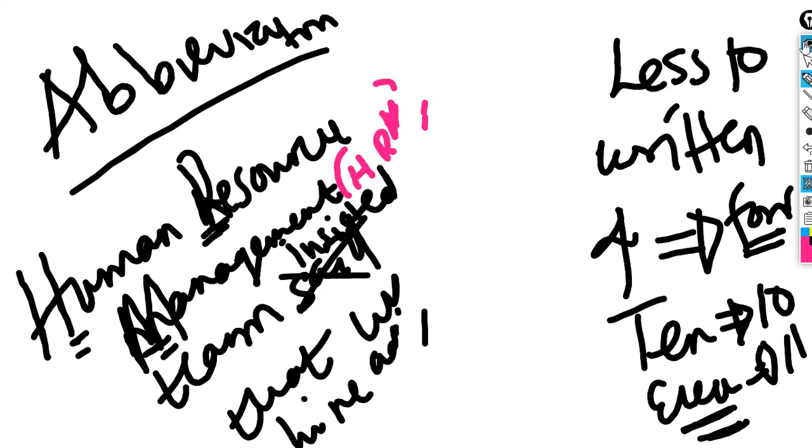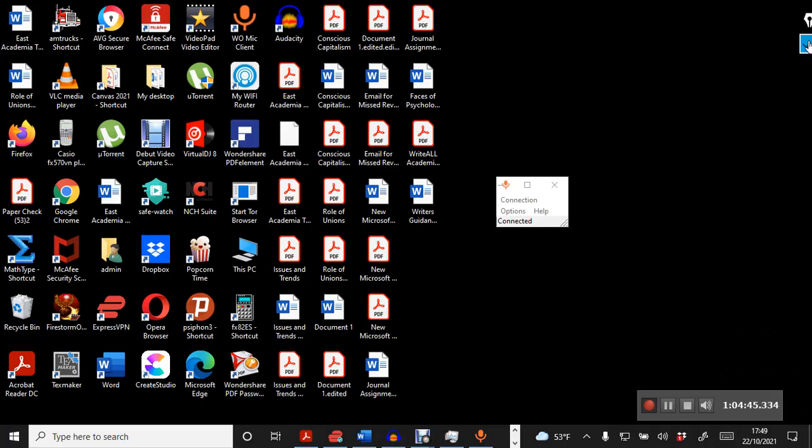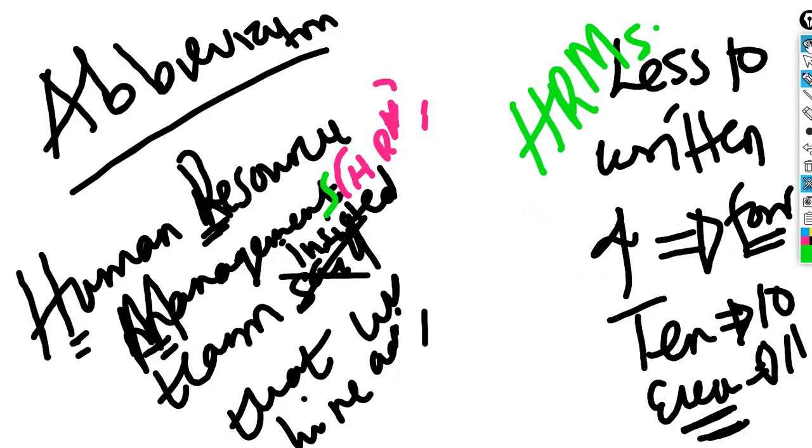Okay? And then, assuming this abbreviation has a plural, let me just take another color here. Like we wanted to say human resource managements. So here we'll have an S, isn't it? So our abbreviation will be HRM with a small s down there. So yeah, that is the thing.